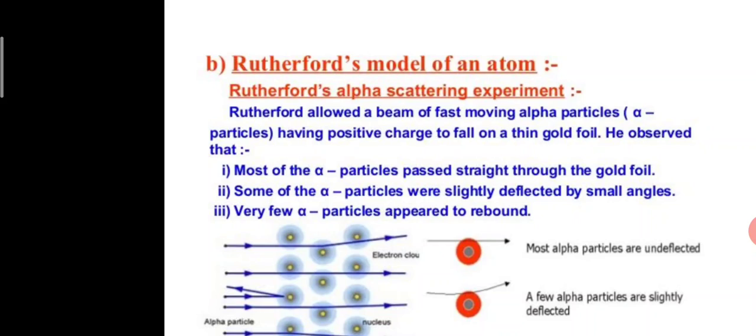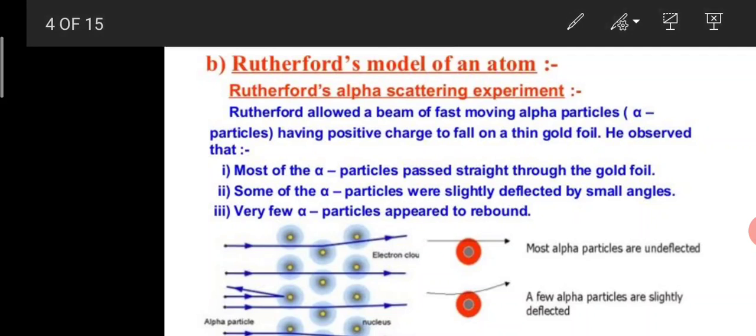Students, Rutherford produced a narrow beam. Rutherford was interested in the structure of the atom, in how protons and electrons are placed inside the atom, and the neutron had not been discovered then. In 1911, the scientist Rutherford of New Zealand gave a new picture of the structure of the atom by his alpha scattering experiment.